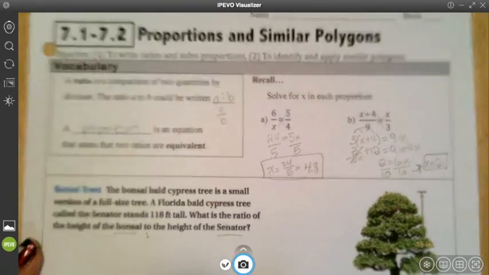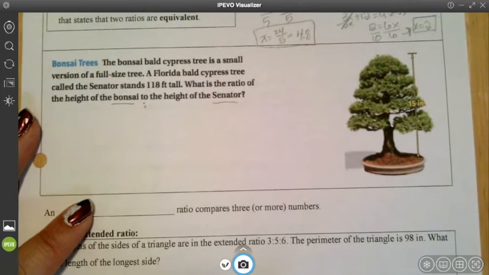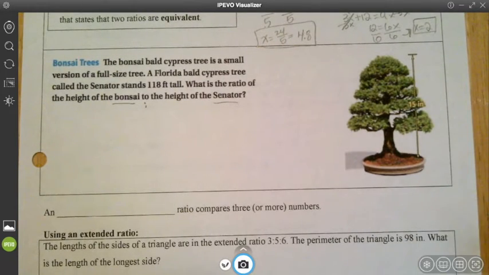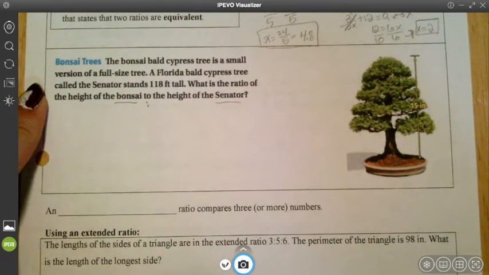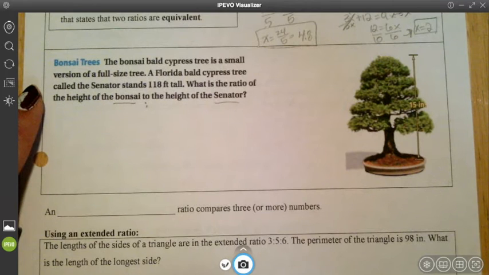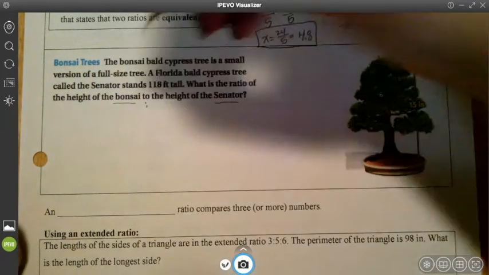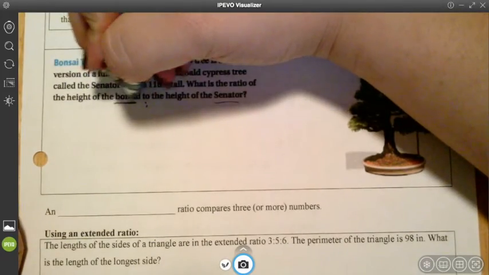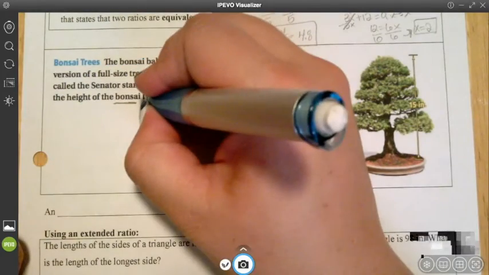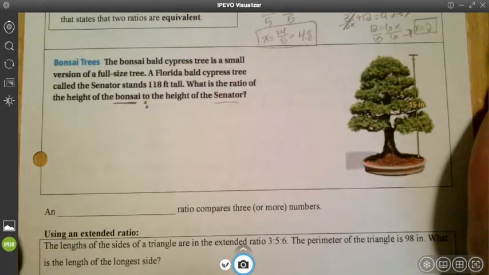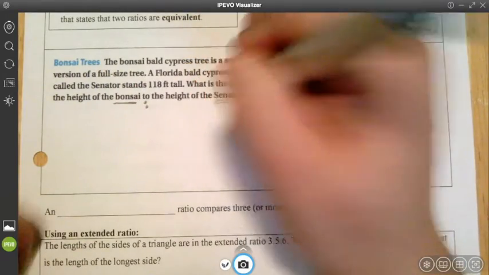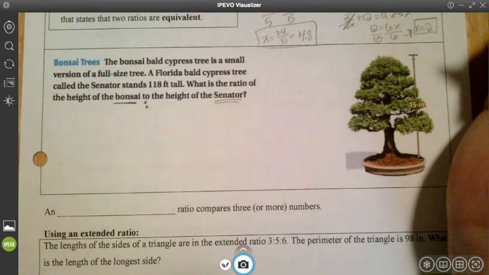If we want to look at our first example here, the bonsai bald cypress tree is a small version of a full-size tree. A Florida bald cypress tree called the Senator stands 118 feet tall. What is the ratio of the height of the bonsai to the height of the Senator? This is going to be telling us how to set up our ratio. Bonsai to Senator tells us where the colon or the fraction goes. Because bonsai is said first, bonsai is our numerator or our first number.